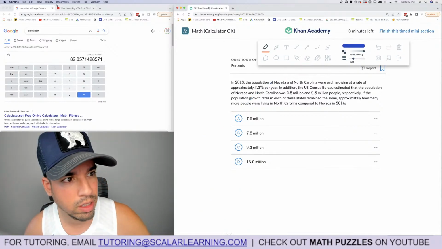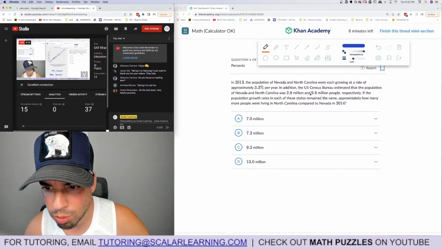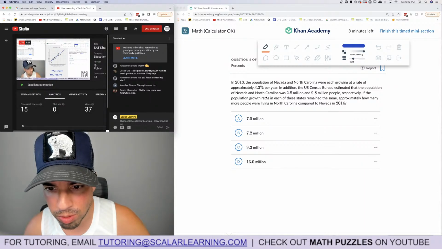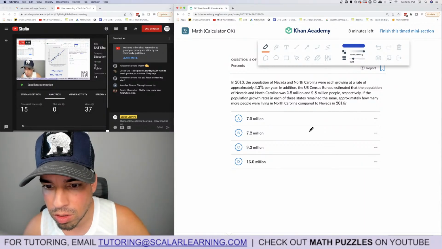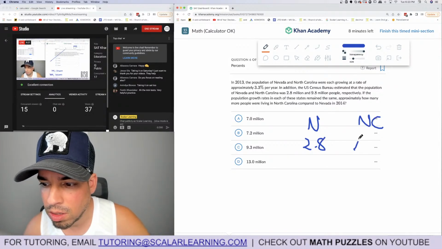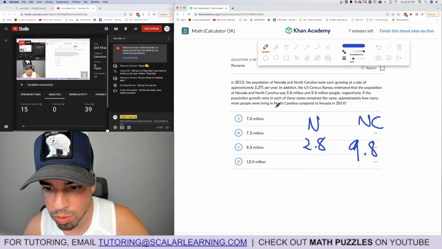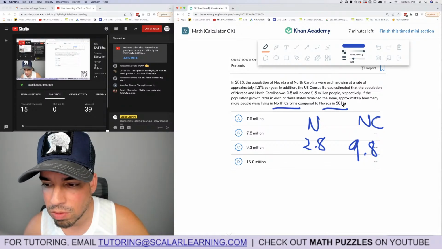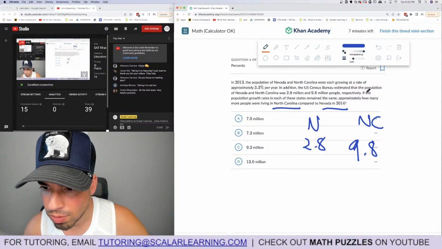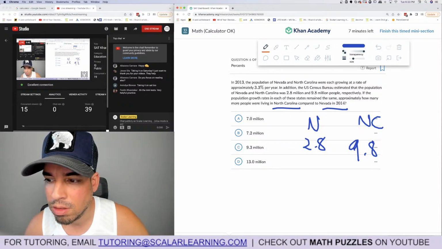Okay. In 2013, the population of Nevada and North Carolina reached a growth rate of 3.3%. In addition, the Census Bureau estimated the population of Nevada and North Carolina was Nevada 2.8, North Carolina 9.8. Relative growth rates in each state remain the same, approximately. How many more people were living in North Carolina in 2014? All right. Okay, I think all we've got to do is what?